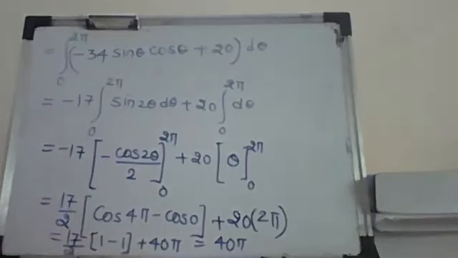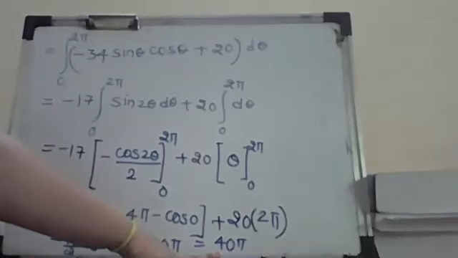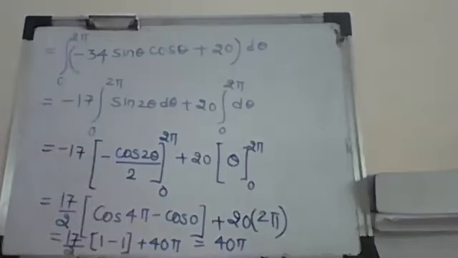Now if in this example it is additionally asked whether this field is conservative, then you will say that the field is not conservative. Why? Because this integration is non-zero. The integration is non-zero and therefore the field is not conservative. So here you can add that.